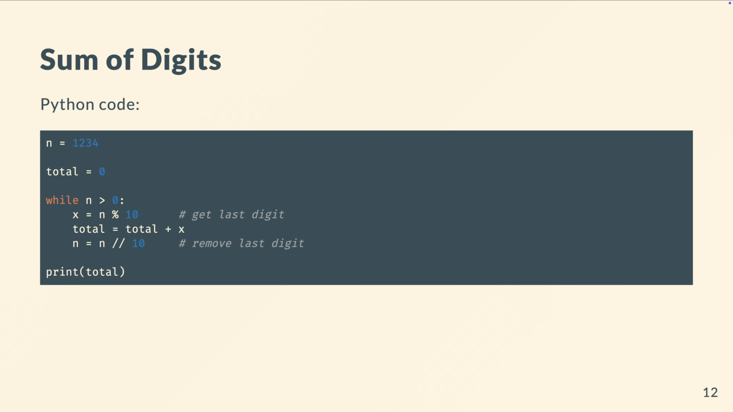Let's read the Python code. The input n equals 1,234.